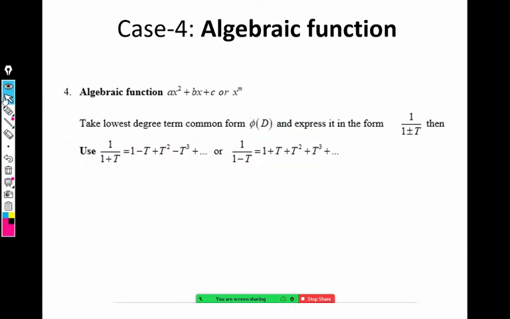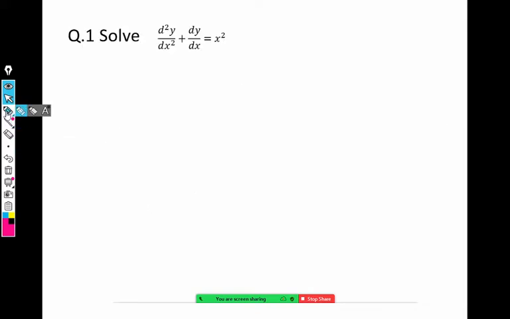Okay. So let me show you the numerical. So let me solve this. The question is: solve d2y by dx square plus dy by dx equal to x square. Yes, anyone? Step number 1, what should it be?